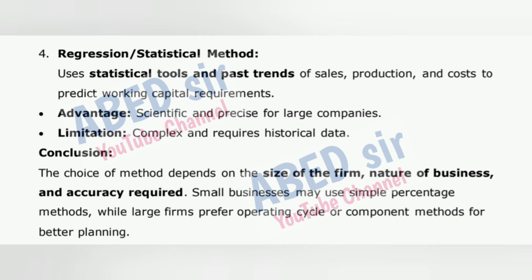4. Regression statistical method. It uses statistical tools and past trends of sales, production, and costs to predict working capital requirements. Advantage: scientific and precise for large companies. Limitation: complex and requires historical data. Conclusion: the choice of method depends on the size of the firm, nature of business, and accuracy required. Small businesses may use simple percentage methods, while large firms prefer operating cycle or component methods for better planning.